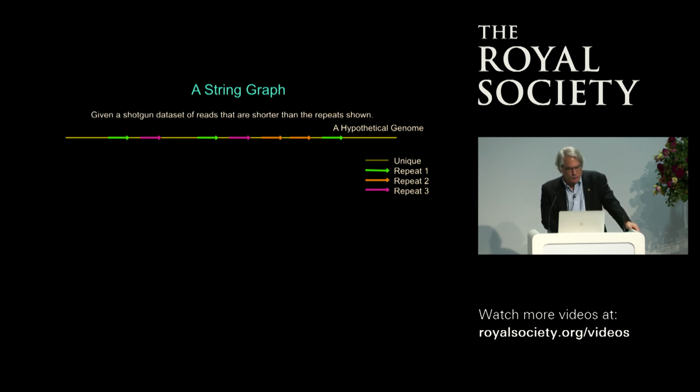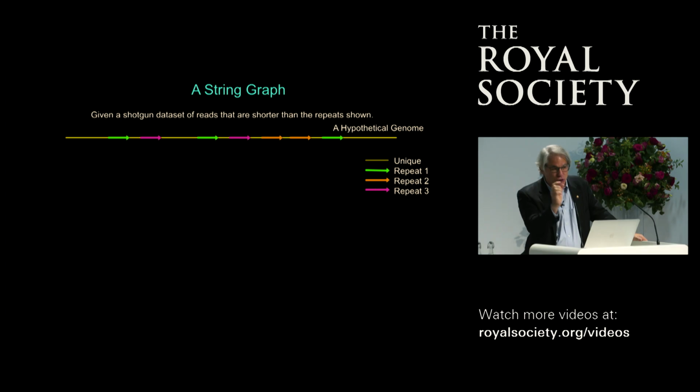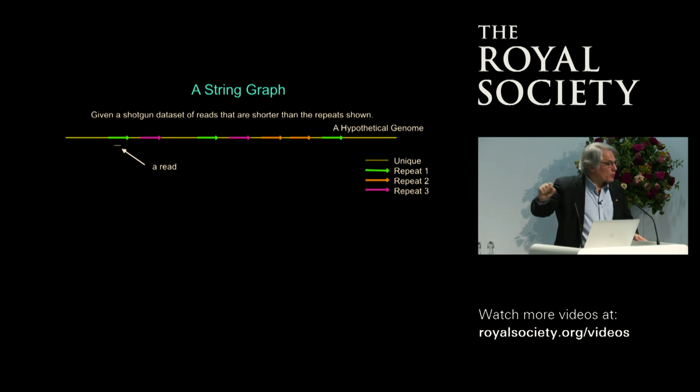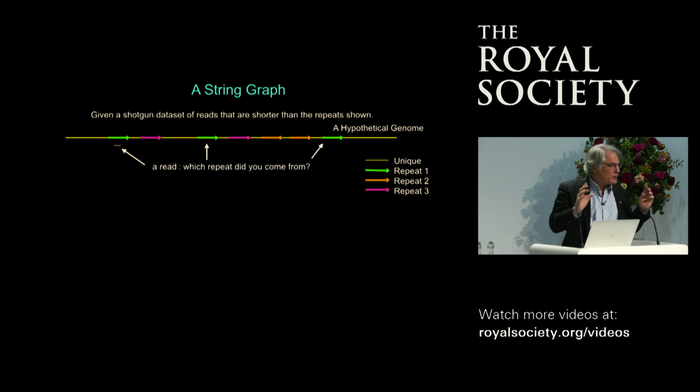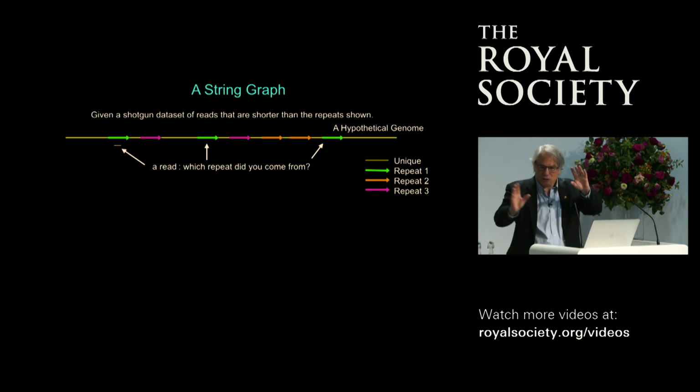And the problem with these repeats is that if you're given a shotgun data set and the reads are shorter than the repeats, so the repeat is say 5,000 base pairs long, and the read is 750 base pairs long, there's that poor little read. If it came from one of the green pieces, you don't actually know which one it came from, right? So you can see that it's going to make the puzzle much more difficult, because now you don't know exactly whether it came from that one or that one, okay?